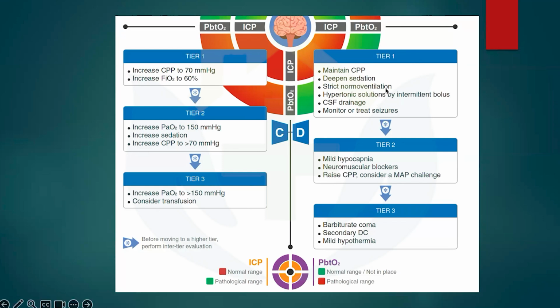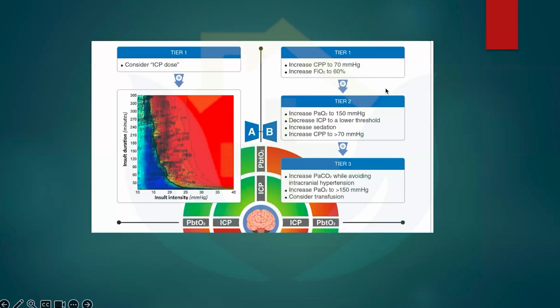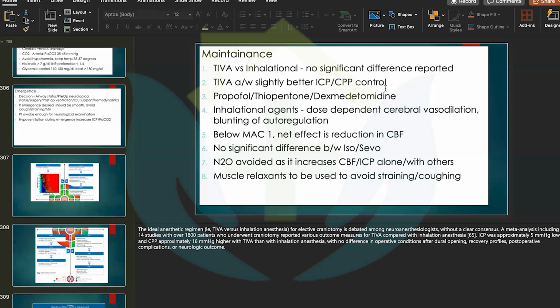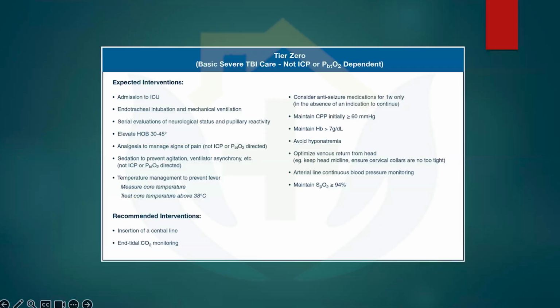Tier 1, Tier 2 and Tier 3. What is Tier 1? First of all, what is Tier 0? Tier 0 you have to understand first. Tier 0 is to be applied in all patients with suspected TBM. So you have to admit to the ICU, adequately give analgesia to the patient, go for head end elevation, give adequate sedation, not paralysis, sedation only, and temperature management so that you don't have hyperpyrexia or fever.